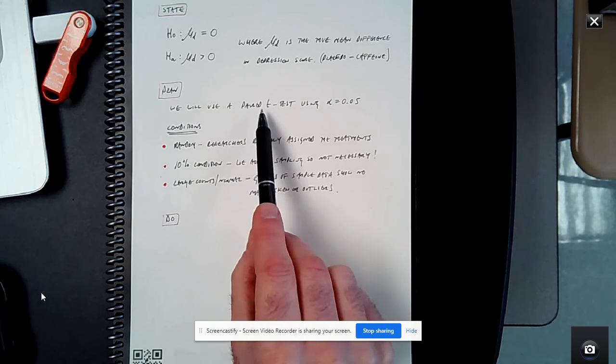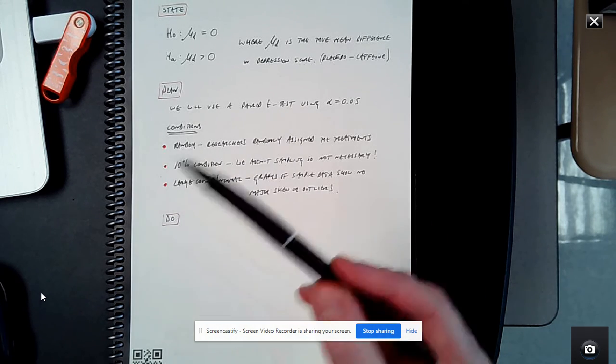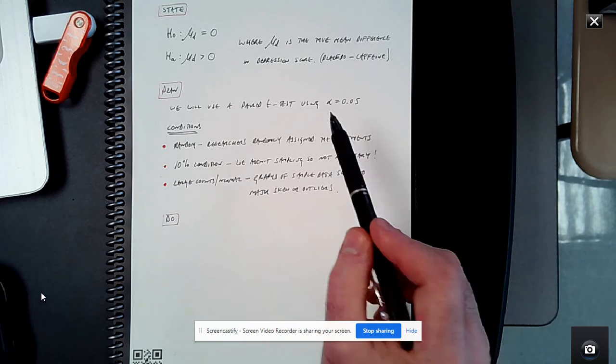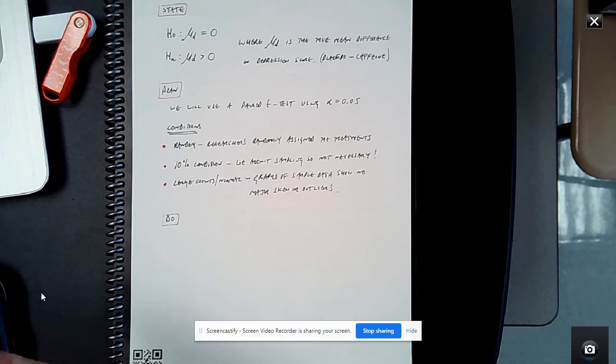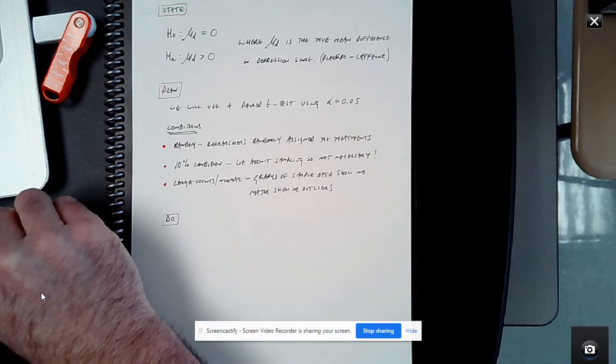Now, we're going to use a paired t-test, which again is like a regular t-test, and we're going to stipulate that the alpha level is 0.05. That means we have a significance level of 5%. We already checked our conditions, so we're all ready to go.